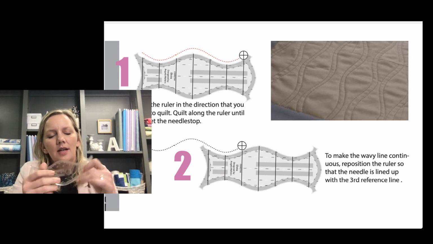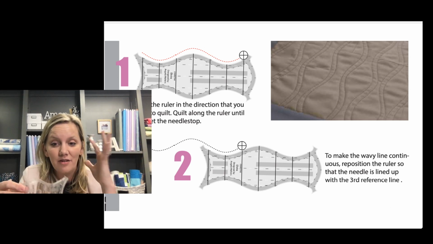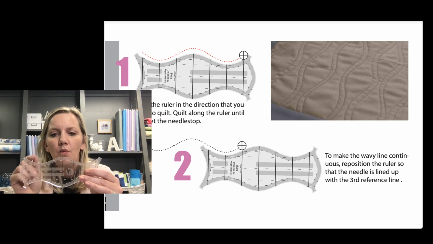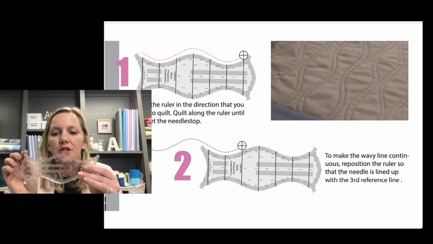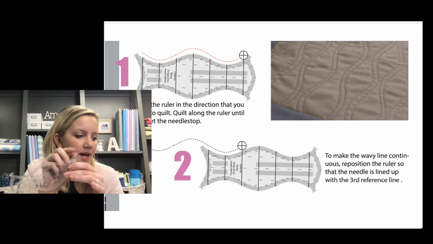Let me pause. If this is too confusing, just tune me out for a second, right? You're like, I don't know what she's talking about. But for those of you that are comfortable with wavy rulers and have seen this, what I can do is, I know now I'm going to reposition. So I could quilt to the top, right? And then I could reposition to the next top line.